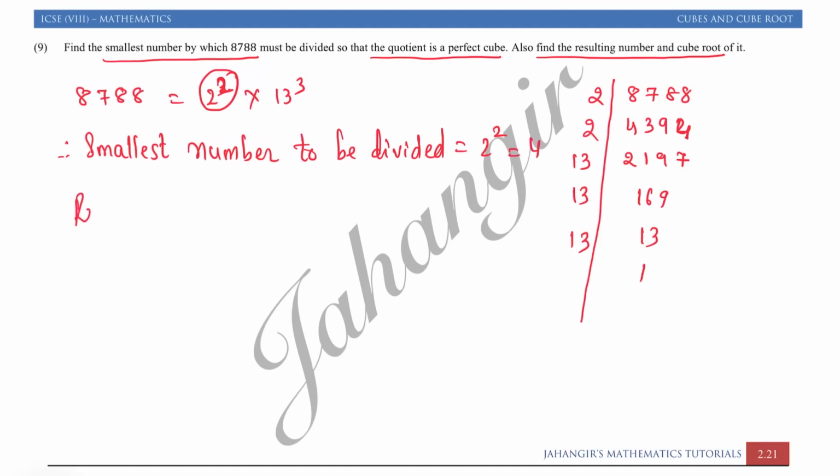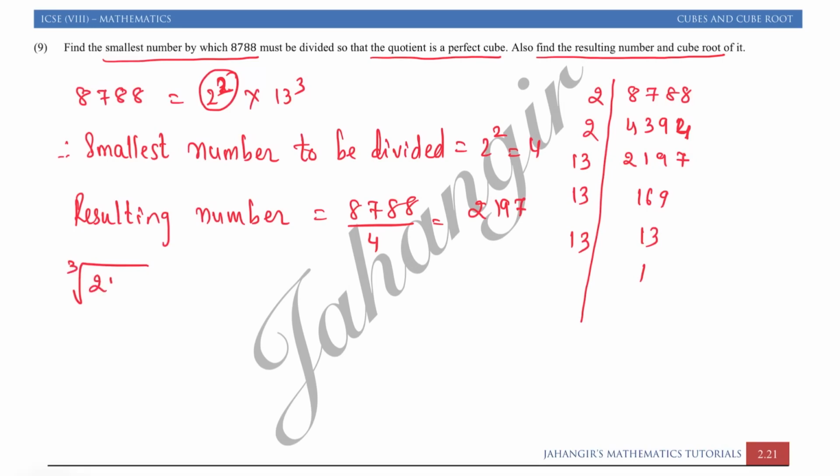So the resulting number is 8788 divided by 4. That will give you 2197. Because if you remove it, you will get 2197, and the cube root of 2197 is 13.